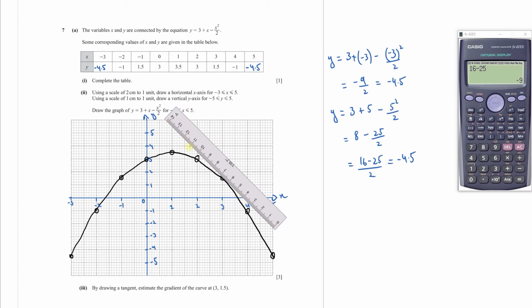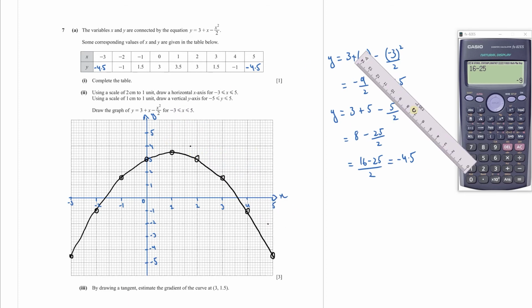So I'll mark the points here first and then draw the line. So these are the 2 points, and then I can basically join them with a straight line. So let's do that. So start with this one.